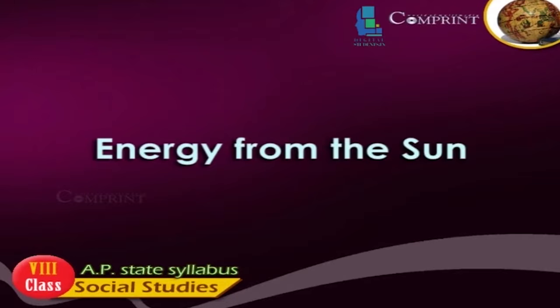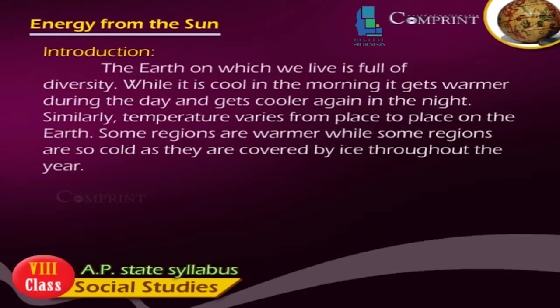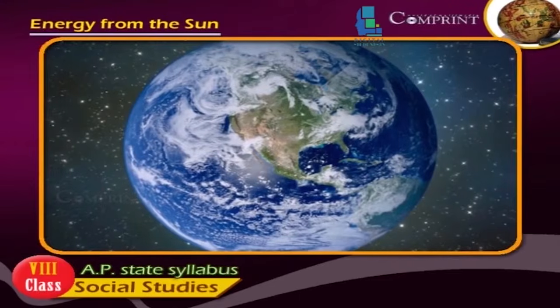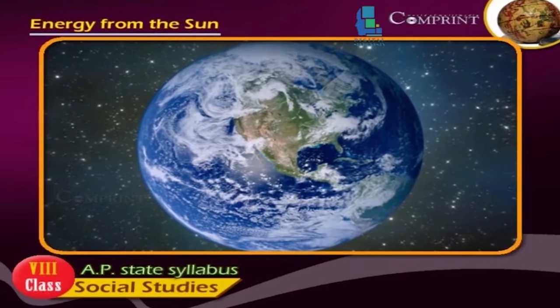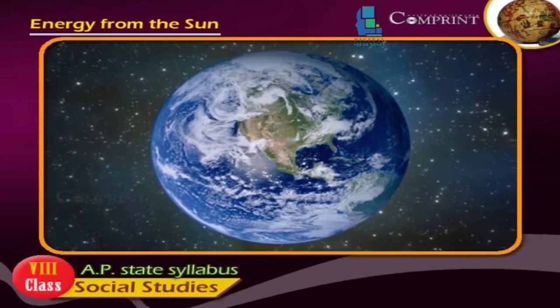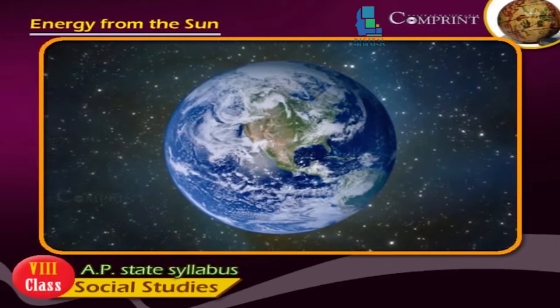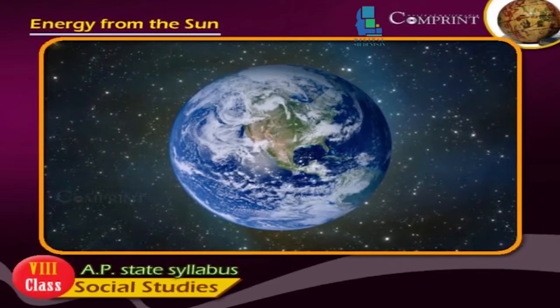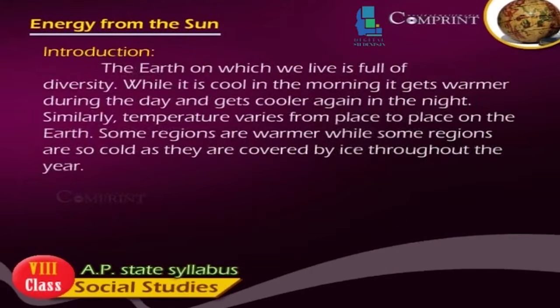Energy from the sun. Introduction. The earth on which we live is full of diversity. While it is cool in the morning, it gets warmer during the day and gets cooler again at night. Similarly, temperature varies from place to place on the earth. Some regions are warmer, while some regions are so cold that they are covered by ice throughout the year.